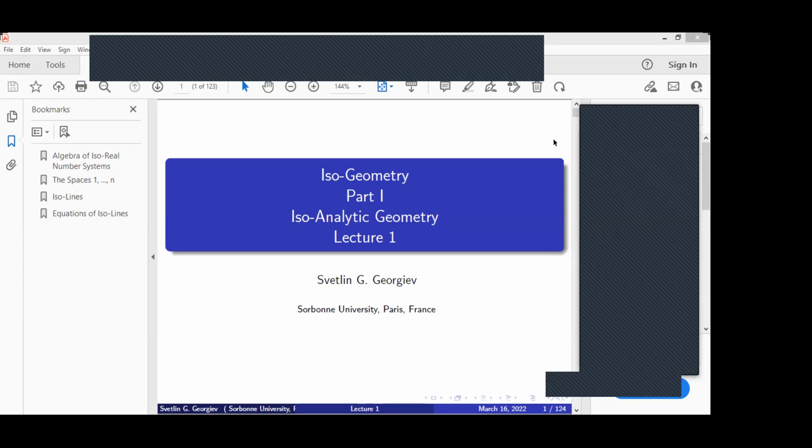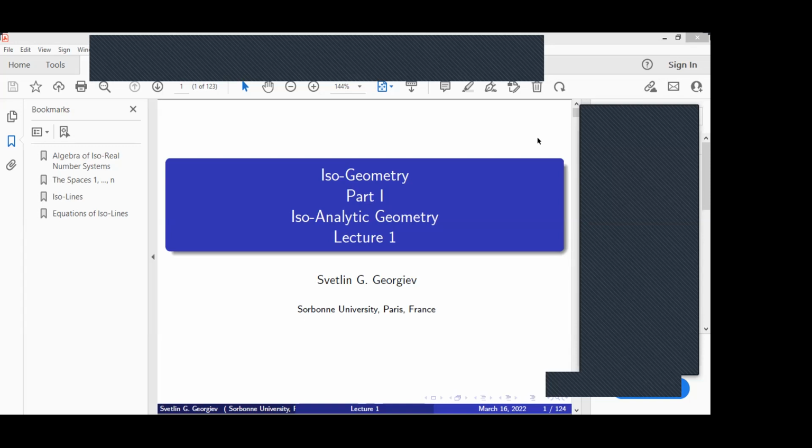So the main aim of the lecture today is to introduce isonumbers and the basic operations of isonumbers, then to introduce isopoint, isovector, isocoordinate system, then to introduce the basic operations with isovectors, and to see the differences between classical vectors and isovectors, and then to introduce what is isoline and what are the basic equations of an isoline, and to compare with the equations of the classical lines.